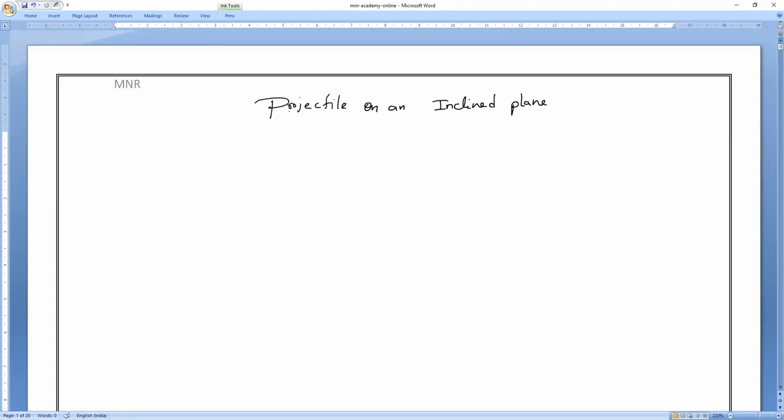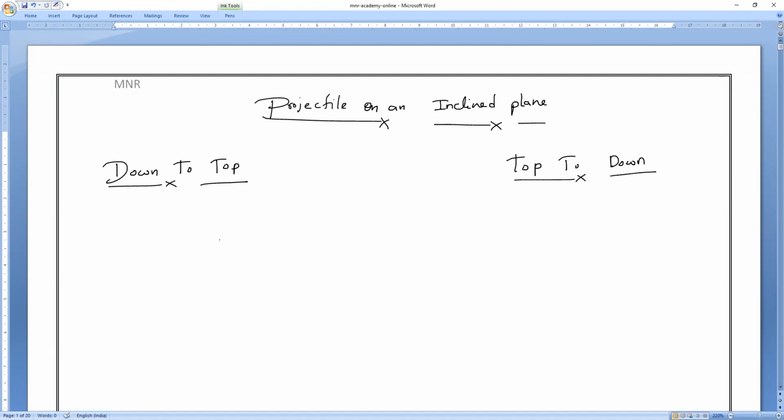On this inclined plane we have two things. As we already studied the first one, that is down to top, and even in today's class we will formulate the formulas for top to down also. Last class I told you how it will be top to down and down to top. If we take this inclined surface and I throw the ball like this, it will go and fall like this. This is what we used to call down to top or top to down.